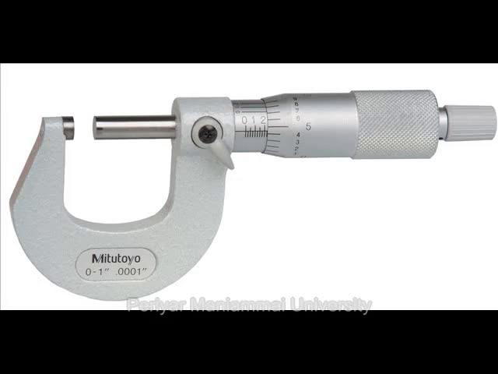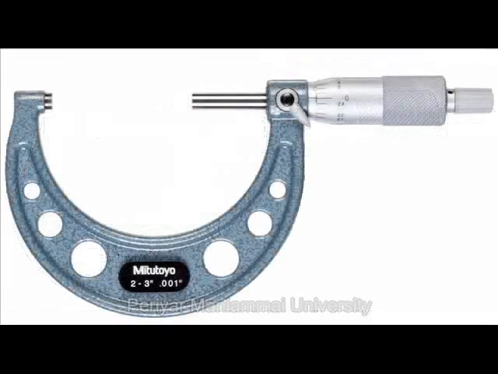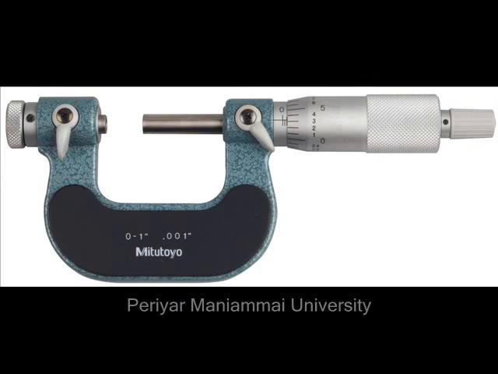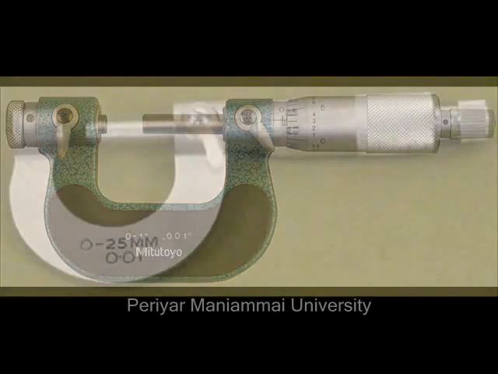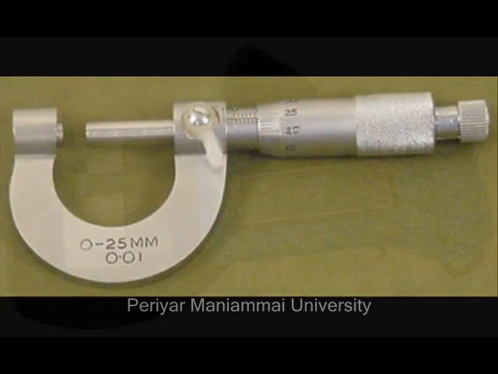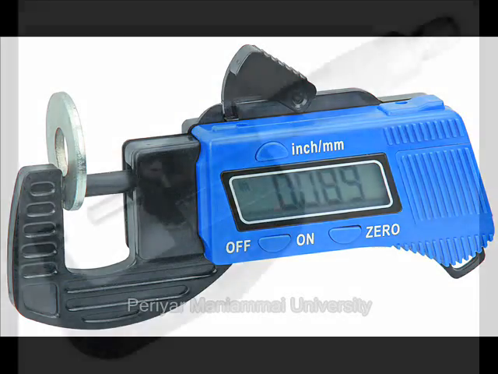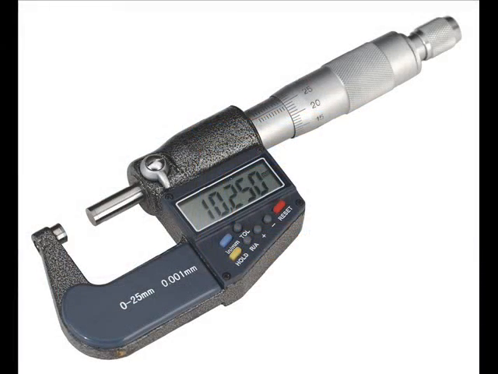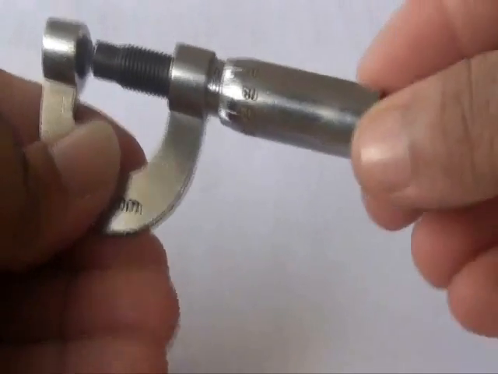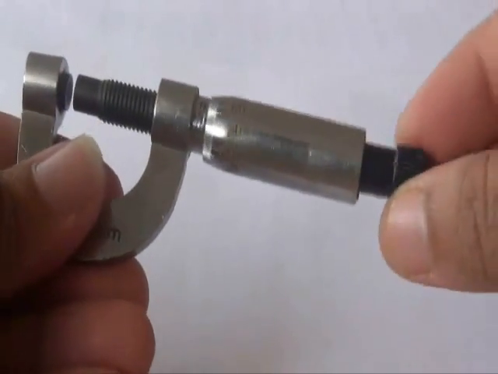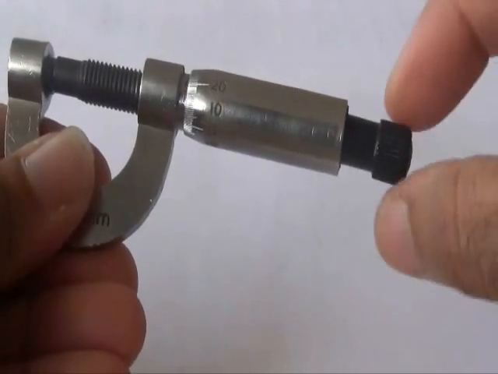Various types of micrometers are there and different sizes also available like 0 to 1 inch, 0 to 2 inch, 0 to 3 inch and 4 inch, 5 inch like that. And digital micrometer is also there. Now you can see a classical screw gauge mostly seen in all the physics laboratory.